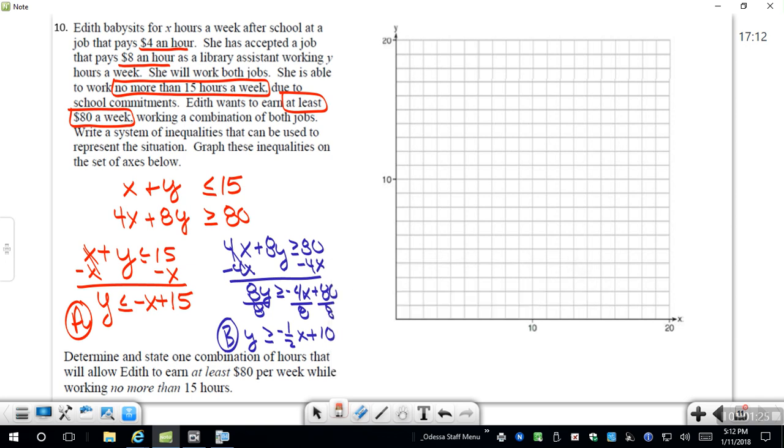Now guys, typically the first thing we would focus on is getting our scaling done. But if we look, actually, this is already scaled for us, which is great because now we don't have to worry about looking at the y-intercepts and determining what we should make our scale on the xy axis. It looks like they just want by ones. So perfect, that's done for us. However, what we do need to do is label our axes. And since x is the hours for babysitting, we're going to label our x-axis as hours babysitting. And on the y-axis, we're going to do hours as a library assistant.